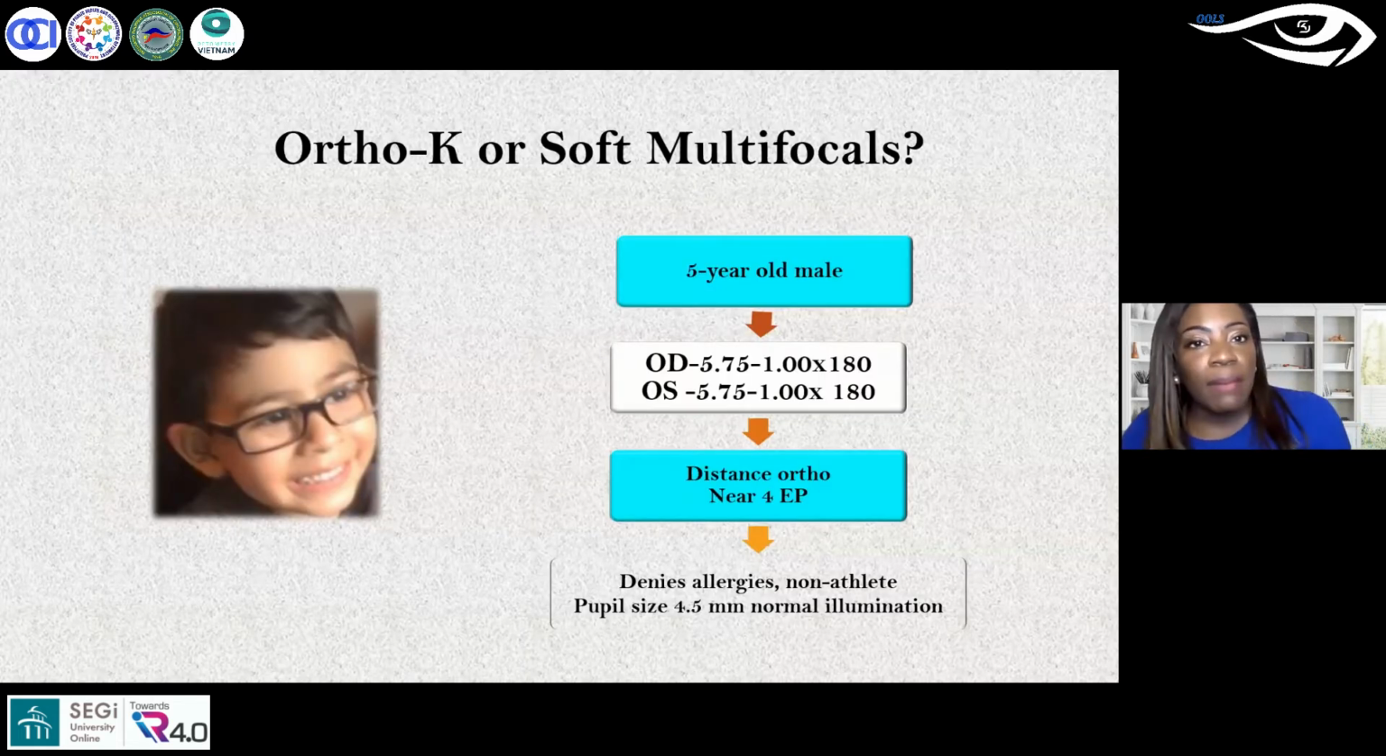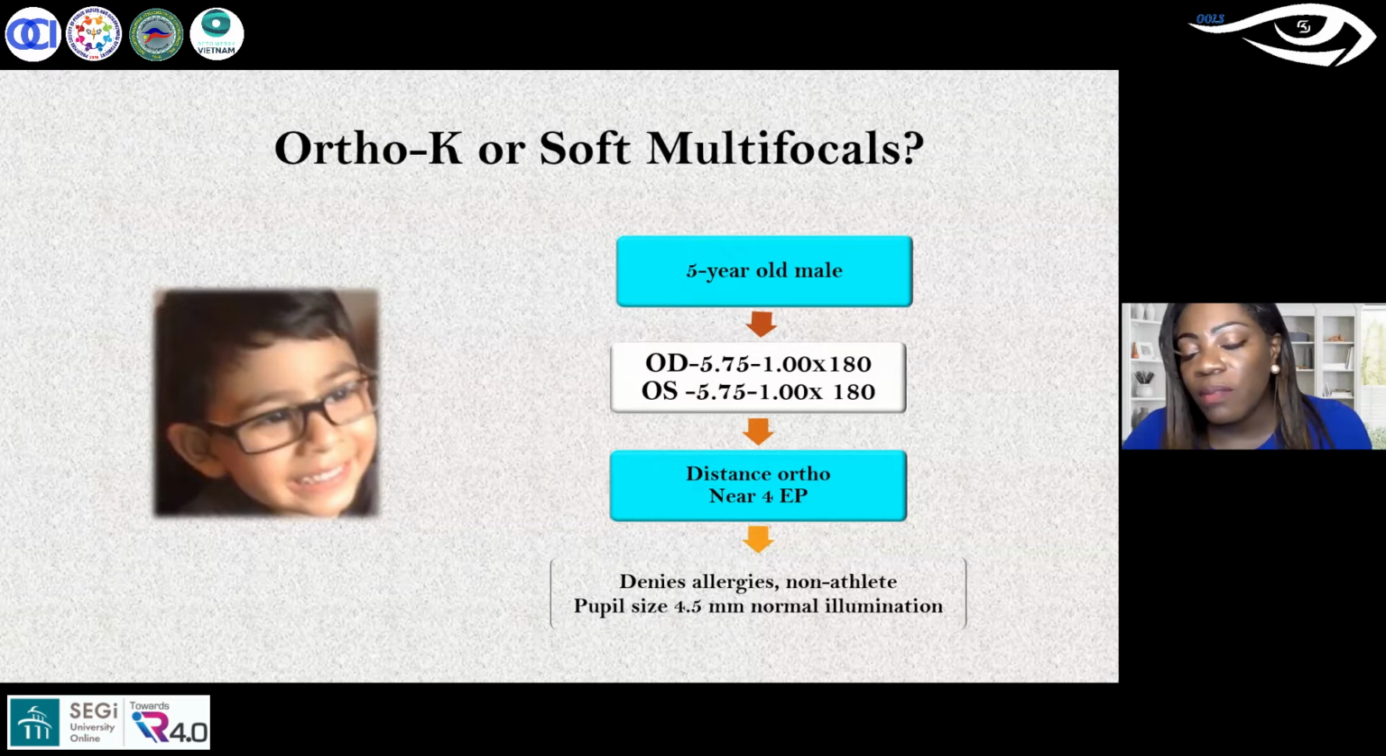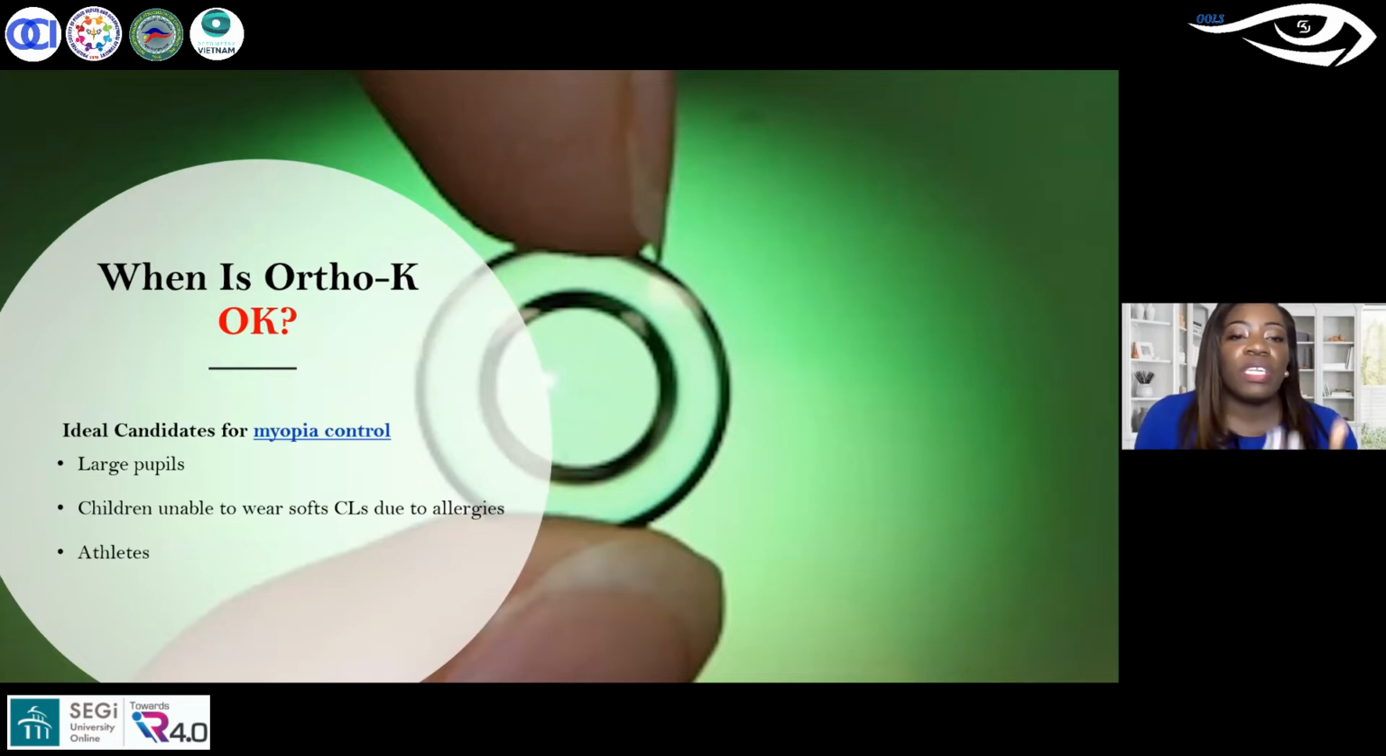So is the best option ortho-K or soft multifocals based on my patient? Again, he has almost 6 diopters of myopia. He has an esophoria at near. He denies allergies. He's not an athlete. And you see there, that is his pupil size. So let's talk about what is considered a good candidate for ortho-K. And I mean ortho-K for myopia control, which is a little different than the candidate for ortho-K for its traditional use of temporary reduction of myopia.